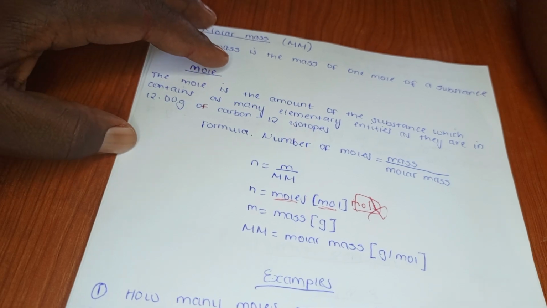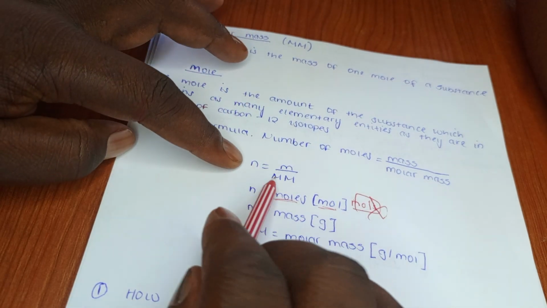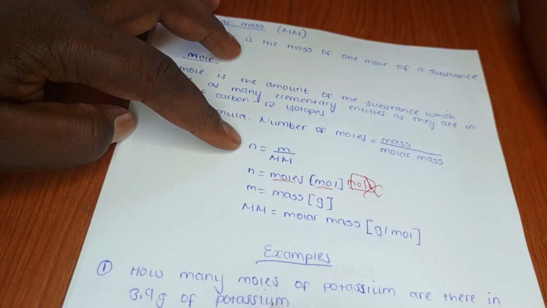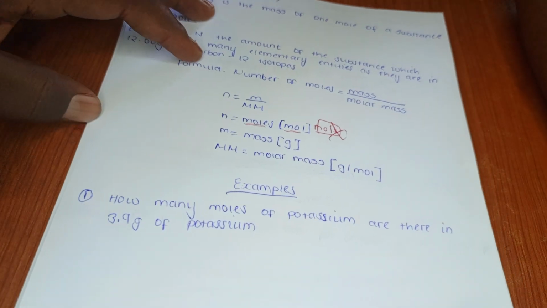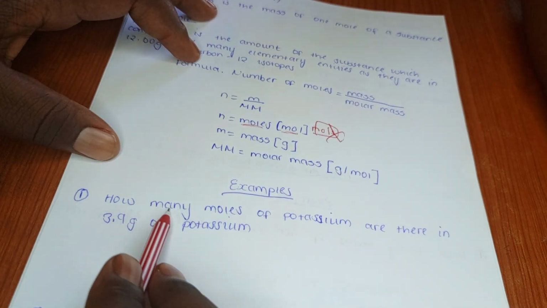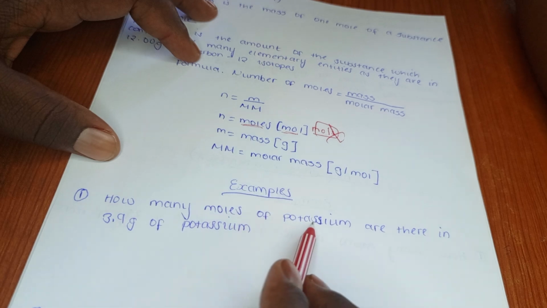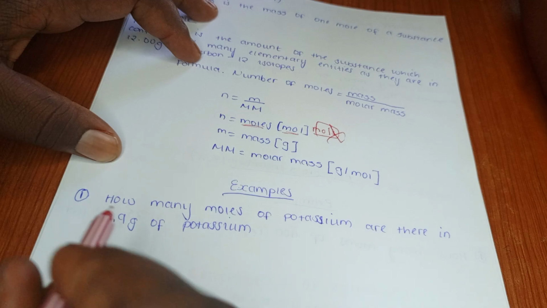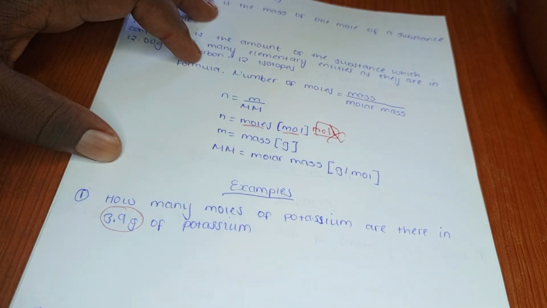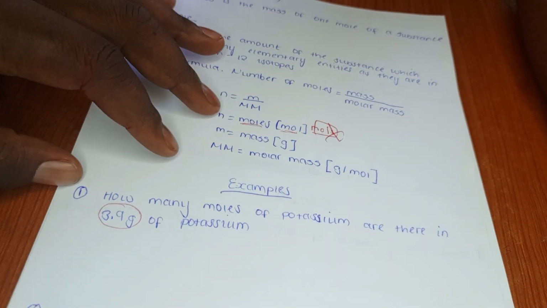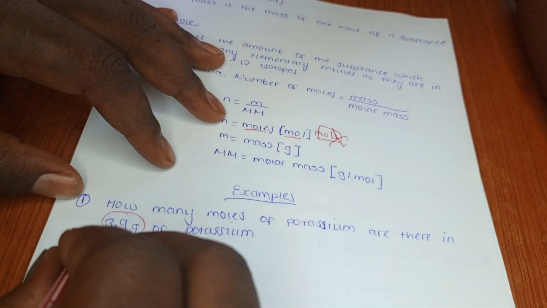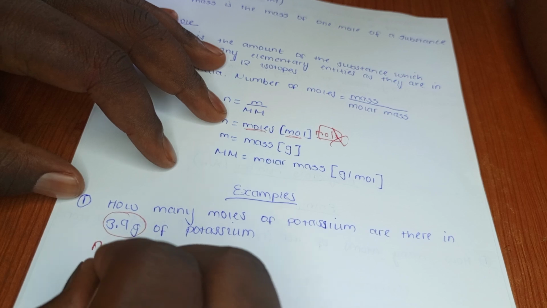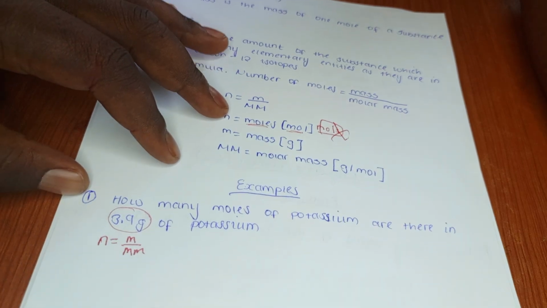Using this formula, number of moles is equal to mass over molar mass, and this formula, please, you need to know it. It's very important. So, example number 1, the question reads, how many moles of potassium are there in 3.9 grams of potassium? As you can see, the number given is the mass. So we can use the formula.